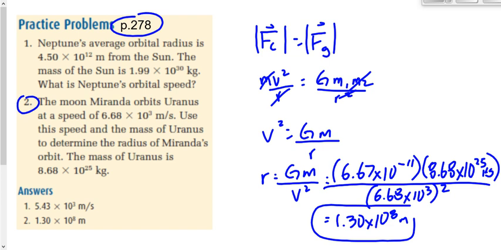Again, if we wanted the distance from the surface of the planet, then we'd have to subtract the radius of the planet from that. Does that make sense?